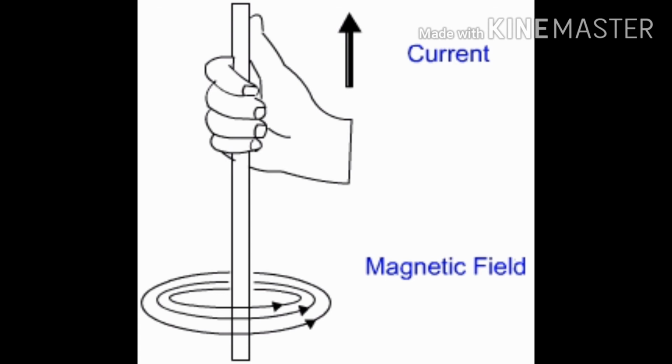So imagine that you have held the conductor in your right hand in such a way that your thumb points in the direction of current. Then your turned fingers around the conductor point out the direction of magnetic force.